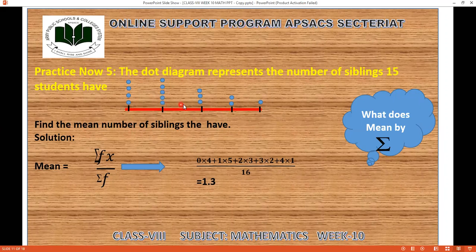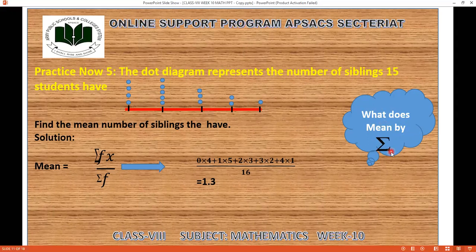These dots are mentioning the data. So in the dot diagram, what you have to do, this is the formula: summation fx over summation f. Now look over here, this is the thinking time. You have to think, what does this sign mean? This sign has two names.